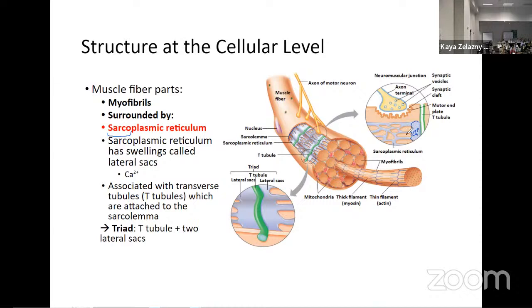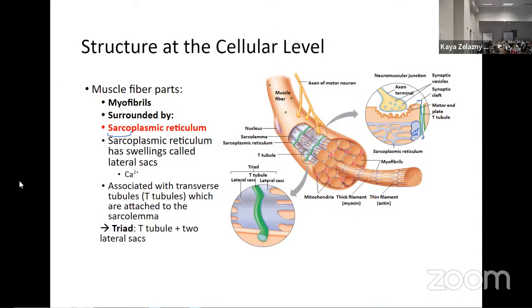Next to these lateral sacs, we're going to have a structure that I don't have an analogy for in a normal cell. This is our T-tubule. So our T-tubule is a T down into the cell. T is for transverse tubule. So it is a tube diving into the cell from that sarcolemma, from that plasma membrane. So you can see it going down in and neighboring those lateral sacs filled with calcium from the sarcoplasmic reticulum.